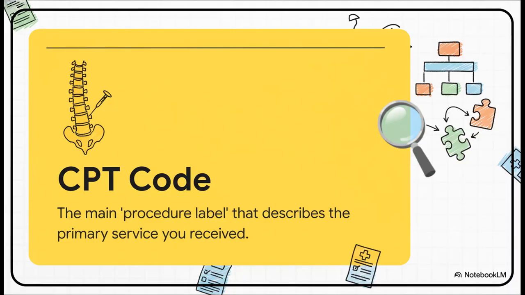All right, first up, you've got your CPT code. Think of this as the main noun in your bill's story. It's the what. It's the label for the main thing you got, like the epidural itself. This part is usually pretty straightforward.